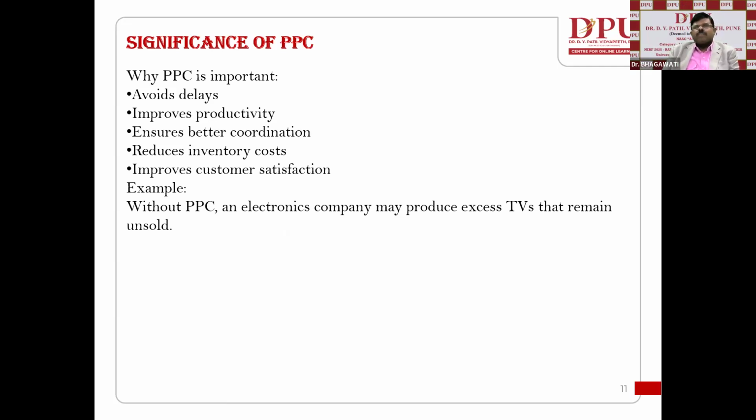Without PPC, an electronic company may produce excess TVs. What is the problem now? When you're producing too much and keeping it as stock, it is blocking the capital of the organization. So the TVs which have been produced have to be sold. Got my point? Without PPC, it is not possible to attain proper production, controlling and planning activity. So PPC plays a critical role in any manufacturing organization.